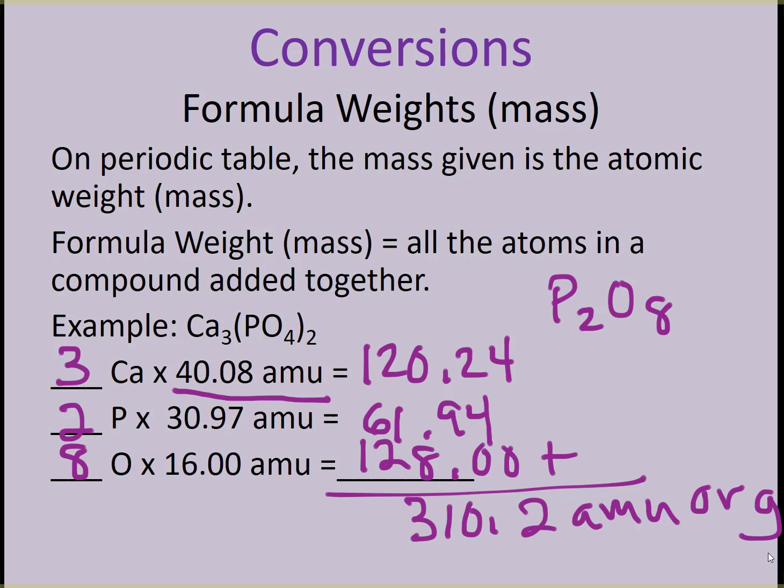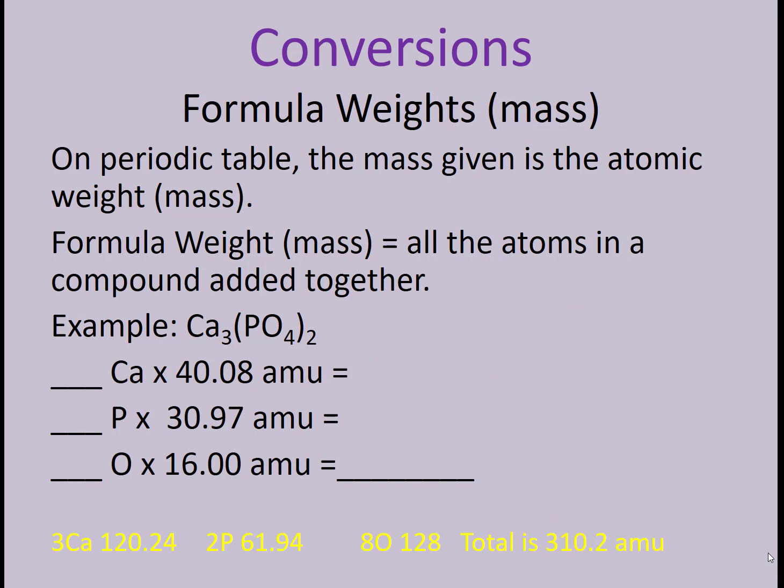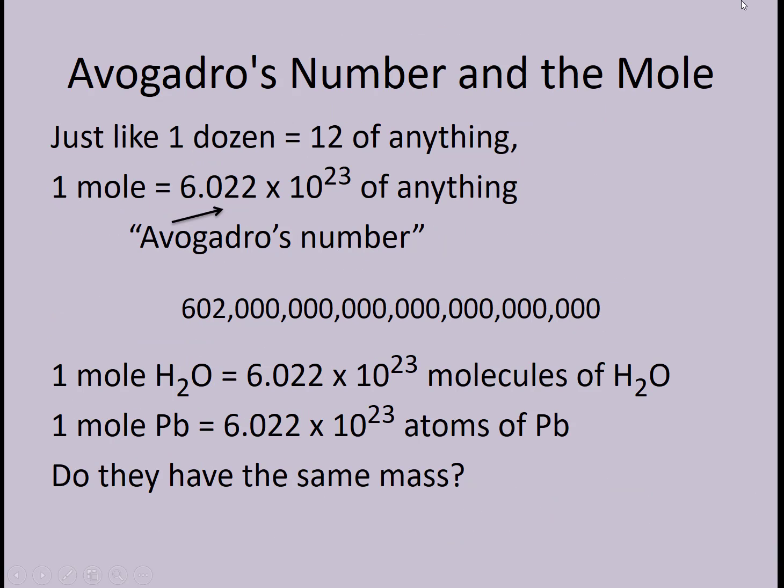So if you had 1 mole of it, which we're going to talk about next, we could also call it grams. Just like 1 dozen equals 12 of anything, in chemistry we have a unit that's kind of like a dozen. We call it the mole.